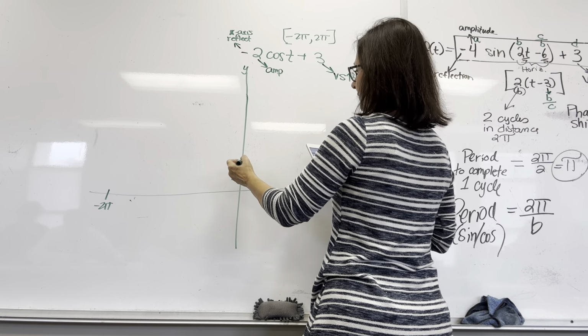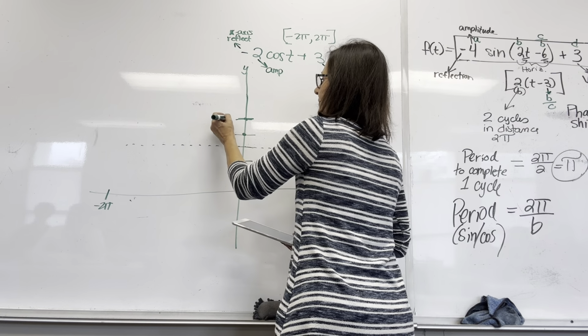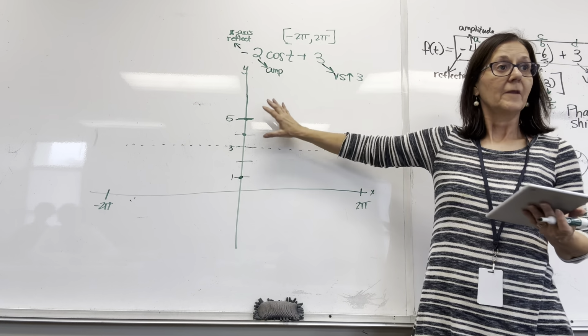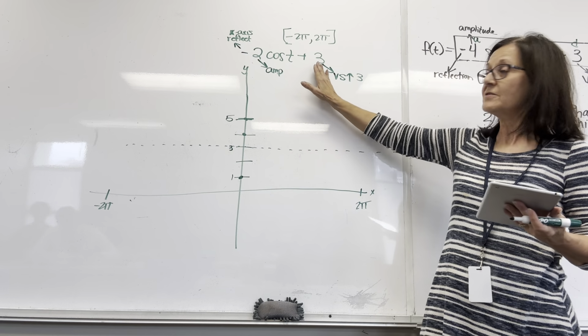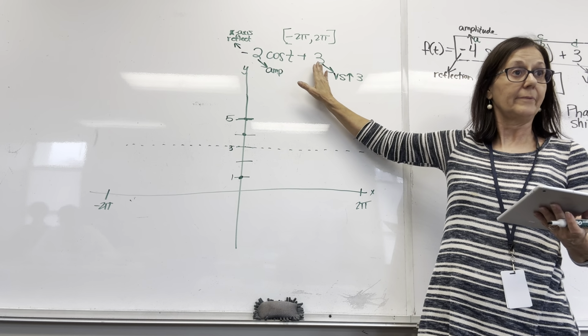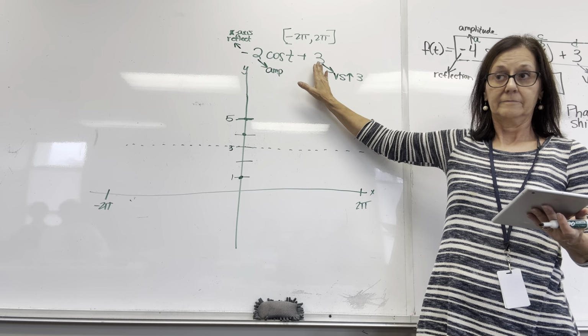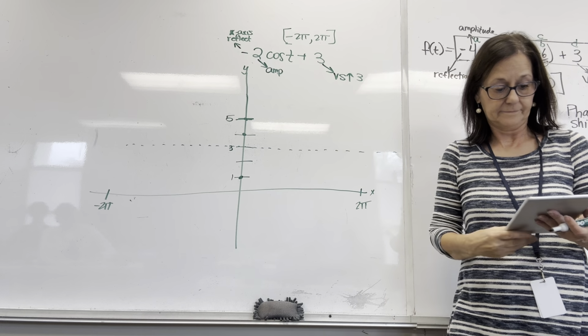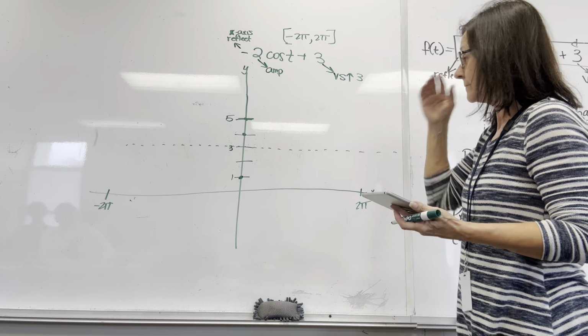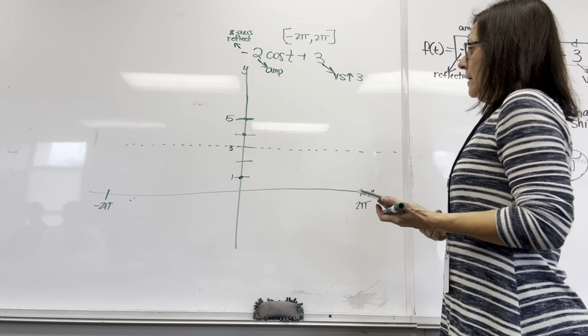Got it? But because I have an amplitude of 2, I'm going to go from 1 to 5. I almost called it 4. But 1 to 5. So this shifts my imaginary x-axis up 3. All right?